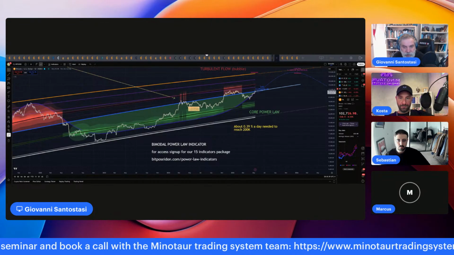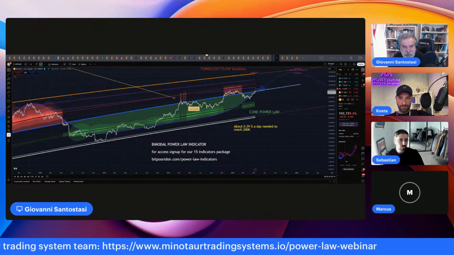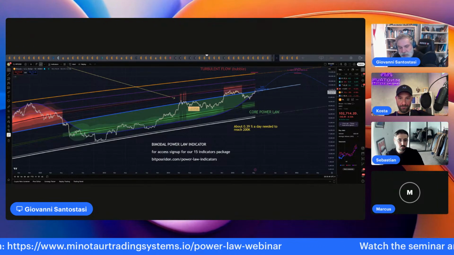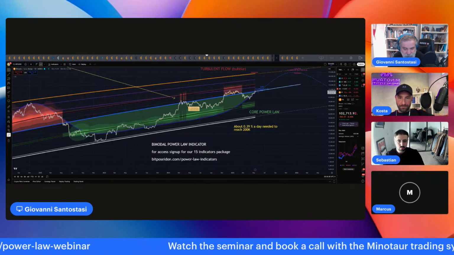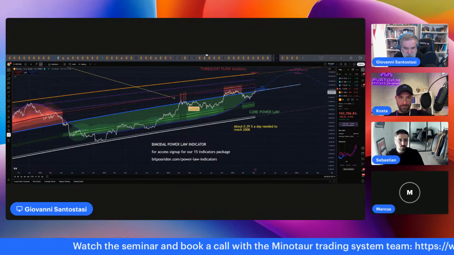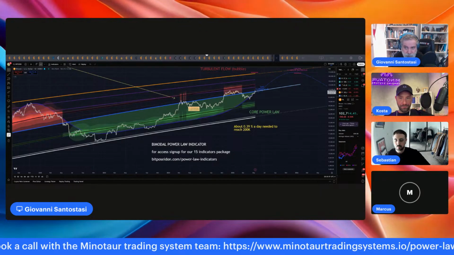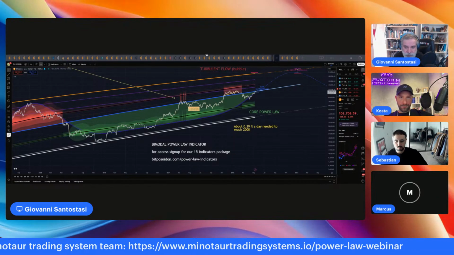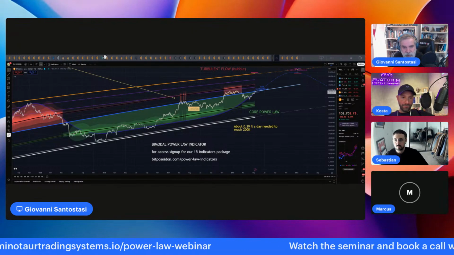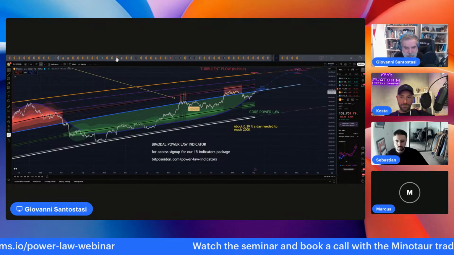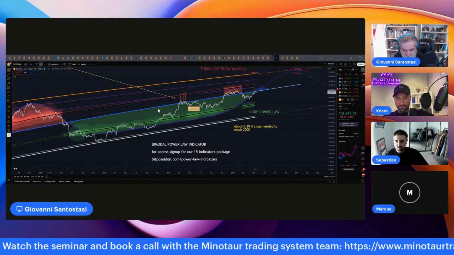Okay, so let's focus on the charts. We start with some of the power law charts. You have a link over there if you are interested in getting these charts. There is also a Discord community that you can join. We have almost 1,000 people in the community. Anyway, what I'm showing here in this chart is some of our main Bitcoin power law charts.